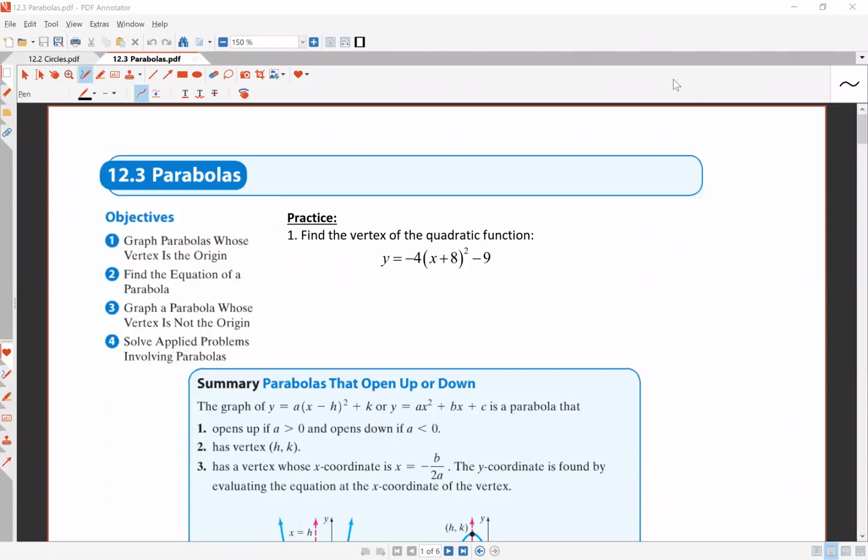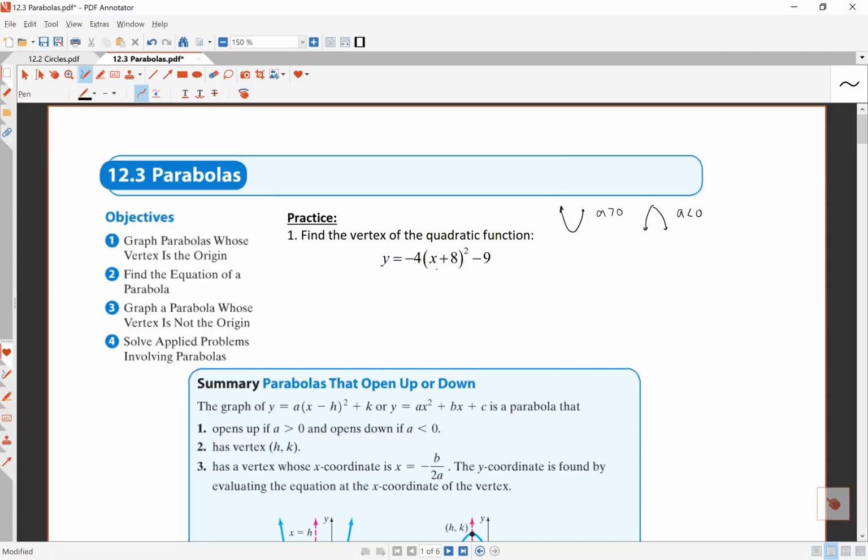This video covers section 12.3, Parabolas, Objective 1: Graph parabolas whose vertex is the origin. So we know what parabolas look like. They open up if a is greater than 0, and they open down if a is less than 0.